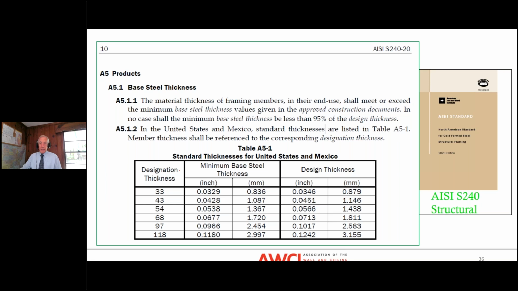So one thing I will point out that even though it was referenced multiple times in the 73 code, nowhere in the AISI S240 document does it use the term gauge, except for in the title of some of the reference standards in the back and the research reports. Really, it gives thickness in either designation thickness, minimum base steel thickness, or design thickness. And what we encourage people to use when they're ordering and specifying steel is either the designation thickness or this minimum base steel thickness in inches.